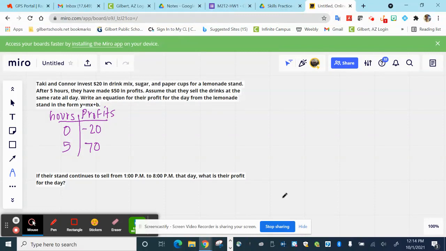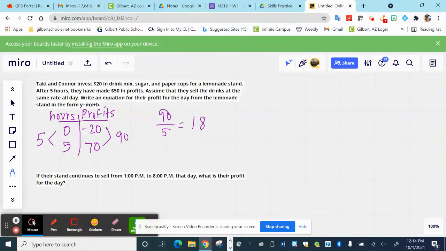So now looking at that right here, you want to find the rate of change. From negative 20 to 70 gives you 90, and from 0 to 5 gives you 5. So if you take 90, change in y, over change in x, 90 divided by 5, that's going to give you 18. And what that means is that they're making approximately $18 per hour. It's a pretty lucrative lemonade stand.